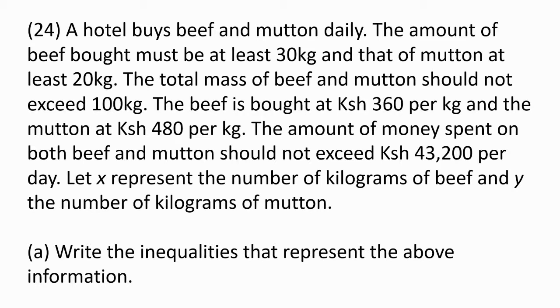Part A. Write the inequalities that represent the above information. So we are supposed to write inequalities. The first one represents the amount of beef bought, and we have been told that it should be at least 30 kilograms. Therefore, X should be greater than or equal to 30. Then mutton should be at least 20 kilograms. Therefore, Y should be greater than or equal to 20.